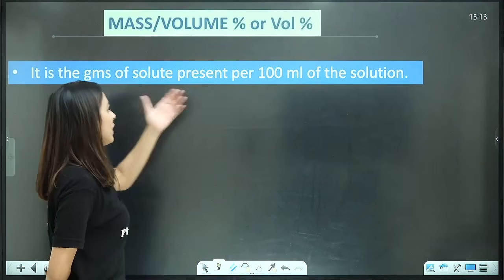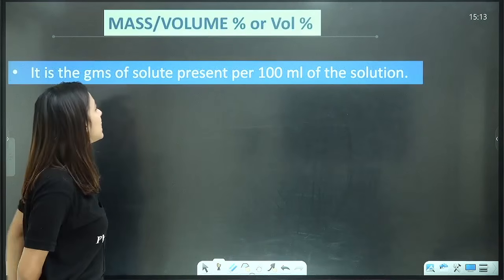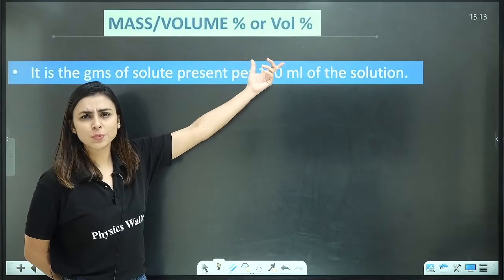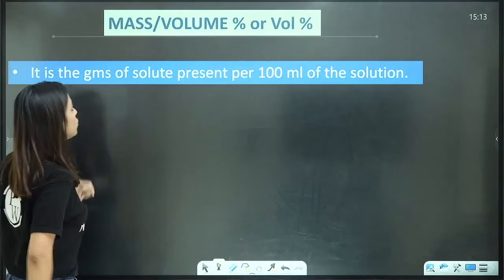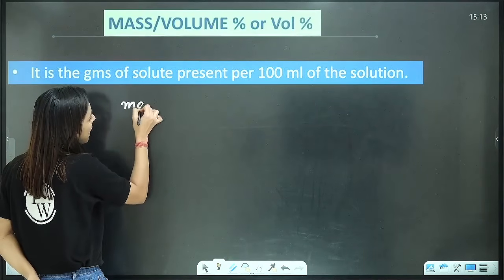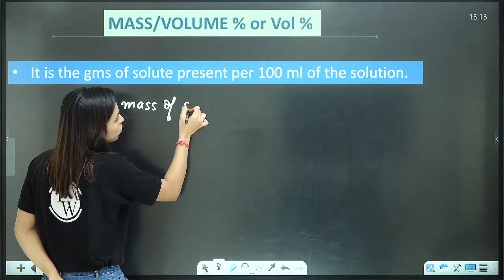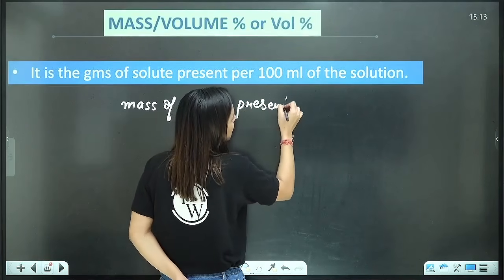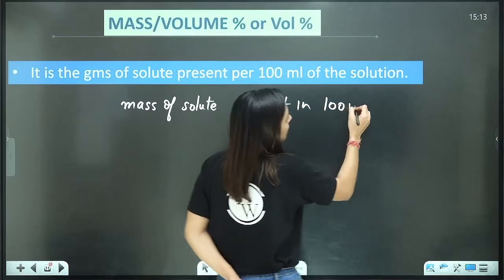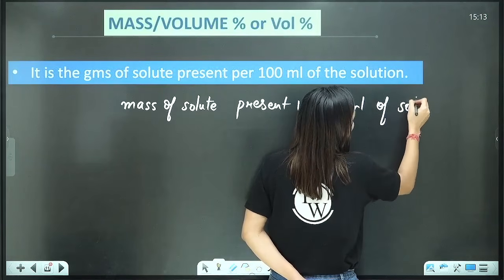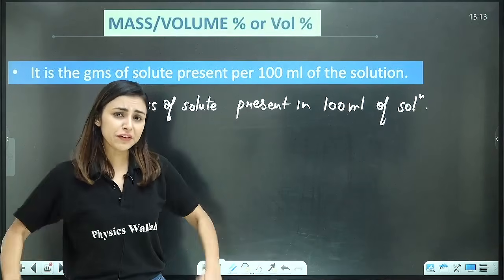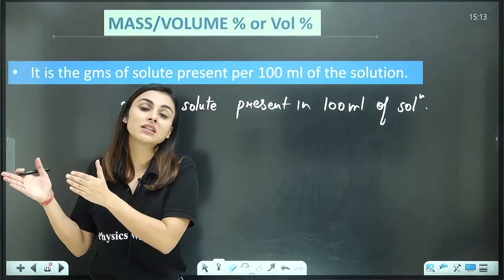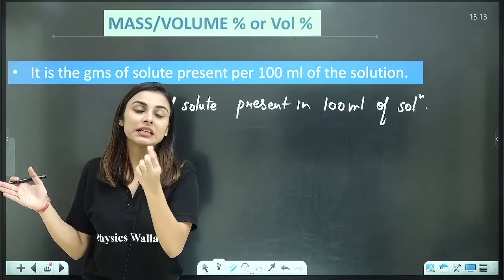Okay. Now I will make you understand this. Mass by volume percentage, basically, or you could say volume percentage as well. My dear students, mass by volume percentage is the mass of solute present in 100 ml of solution. Okay, so basically this tells that if you have 100 milliliters of solution, then how much mass of your solute is present in grams.